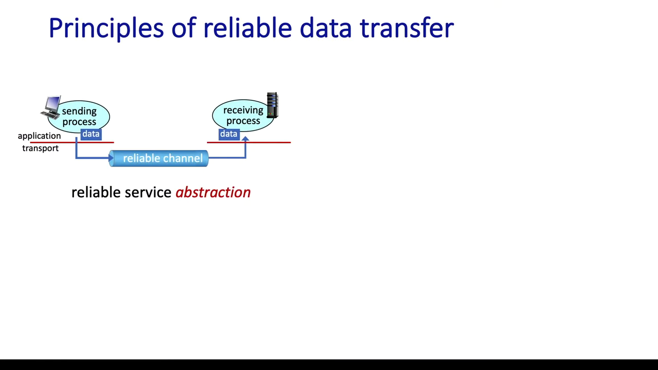So here's the scenario we're going to consider. We have a sending process and a receiving process, and the sending process simply wants to send data to the receiving process through a reliable channel. And let's note here that the reliable channel is unidirectional. We want to be able to reliably send simply from a sender to a receiver. That's the abstraction we want to implement.